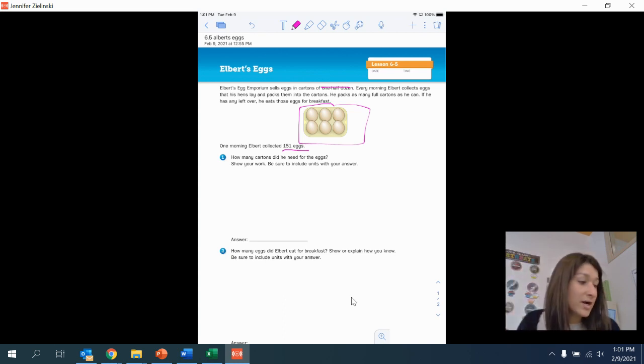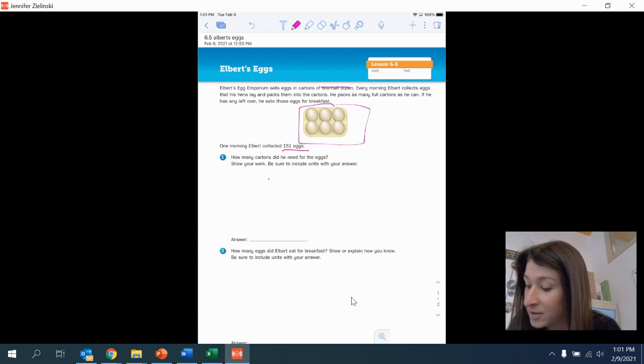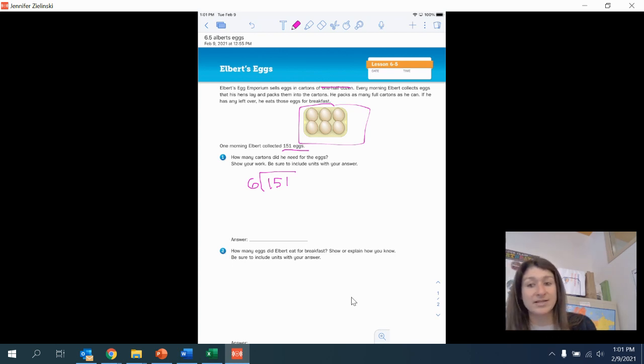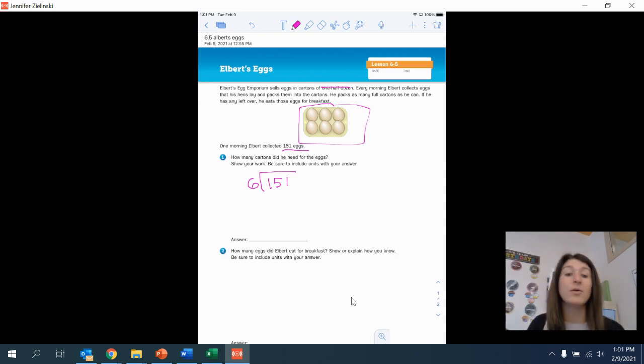Well, here's where I'm going to have to think about dividing my 151 by 6. So thinking about setting up my division problem here, you can feel free to pause the video and try solving this using the method that you've learned to divide. I will talk us through this and you can see if you got the same answer as I did.